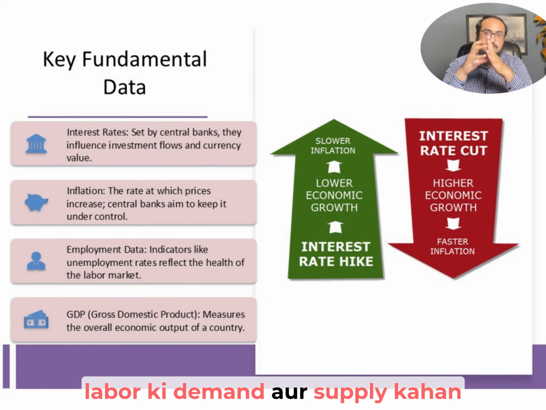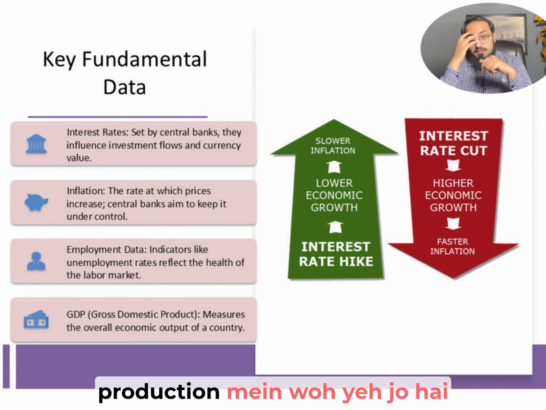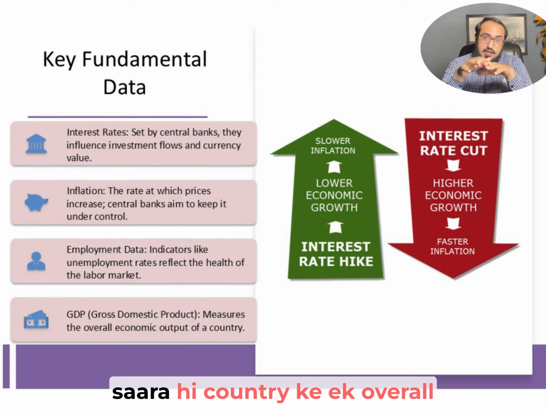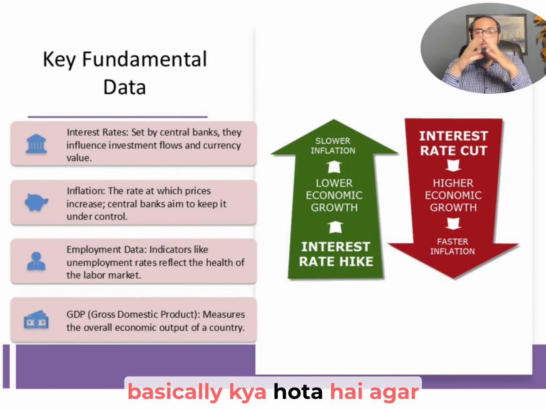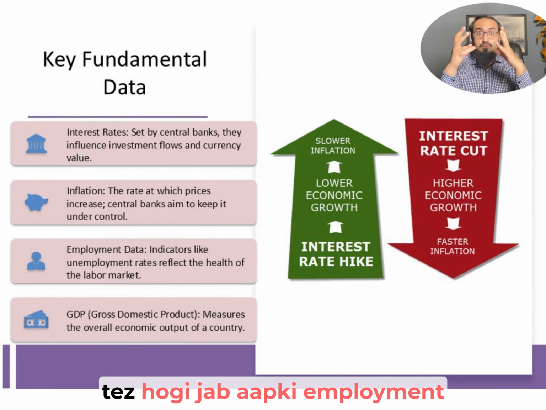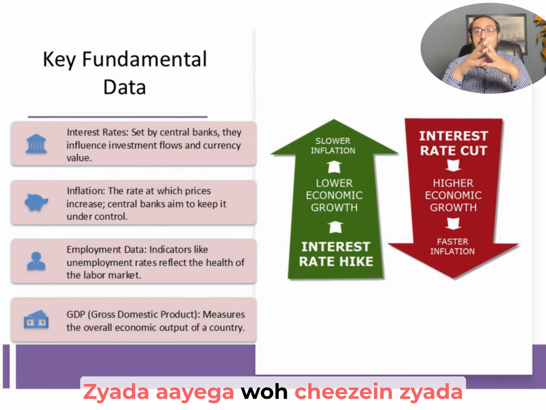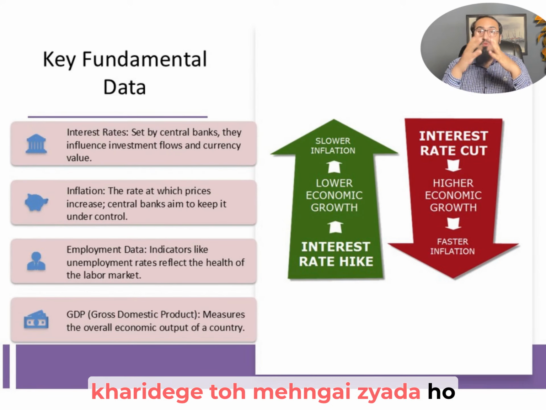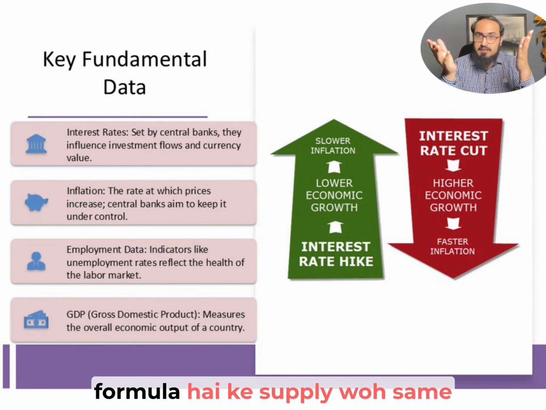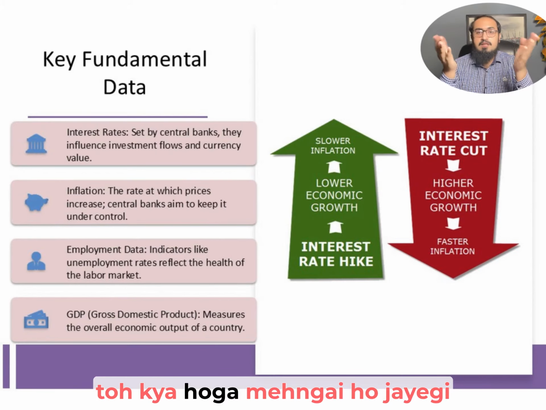Now, where are the demand and supply of labor found out from? This is found out from GDP, from domestic production. It tells you the overall output of the entire country. So basically, if your GDP is good, your employment will be fast. When your employment is fast, people will have more money. They will buy more things. When people buy more things, inflation will increase, because supply is the same but demand has increased. So what will happen? There will be inflation.